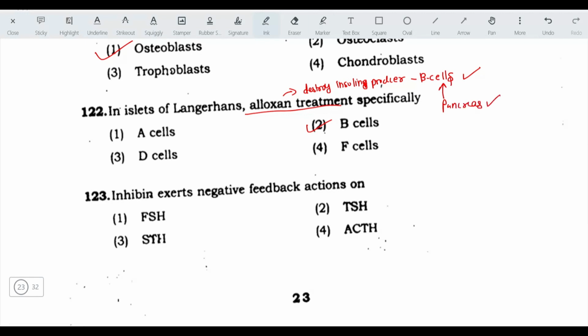Next question, inhibin exerts negative feedback action on follicle stimulating hormone. And this inhibin is secreted by the Sertoli cells.